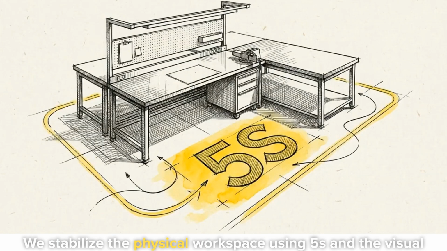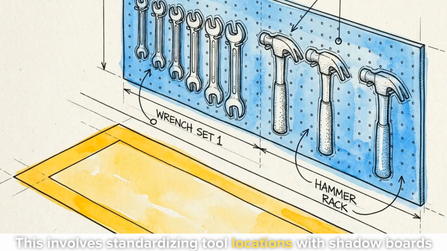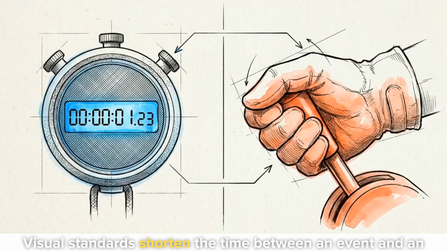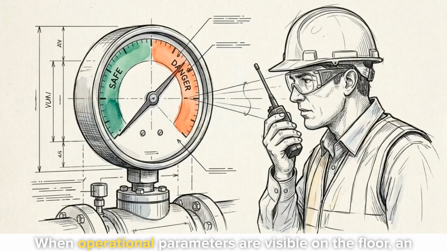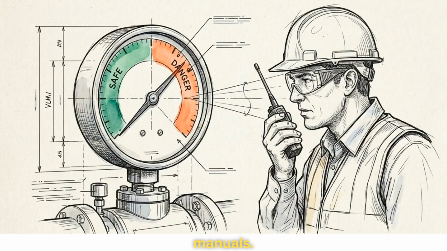We stabilize the physical workspace using 5S and the visual factory methodology. This involves standardizing tool locations with shadow boards and defining workflows with color-coded floor markings. Visual standards shorten the time between an event and an operator's response. When operational parameters are visible on the floor, an operator can identify an abnormality without searching through manuals.